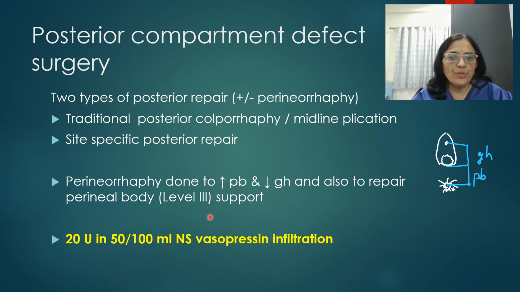Again, for this posterior compartment defect, we can use vasopressin diluted, 20 units in 50 to 100 ml of normal saline, and it can be infiltrated, which will reduce the blood loss while separating the vaginal mucosa away from the underlying fibromuscular connective tissue layer of the posterior vagina.